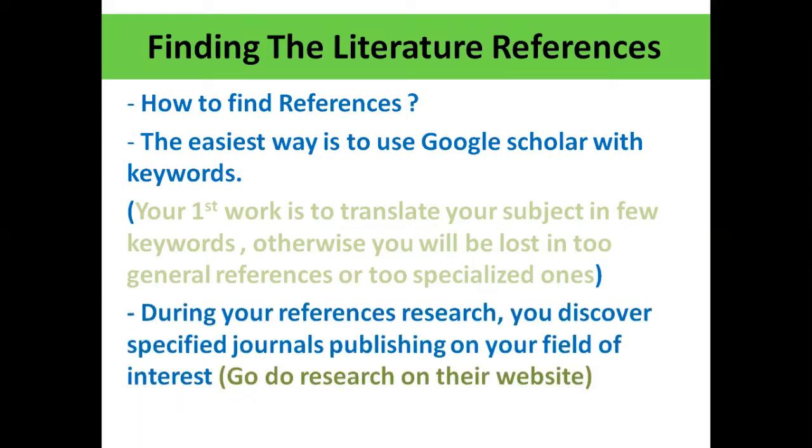During your reference search, you discover specialized journals publishing in your field of interest. When you do research on Google Scholar, you find specialized journals, and it's recommended to go to the website of those journals and do research there. Now you will find a lot of references.